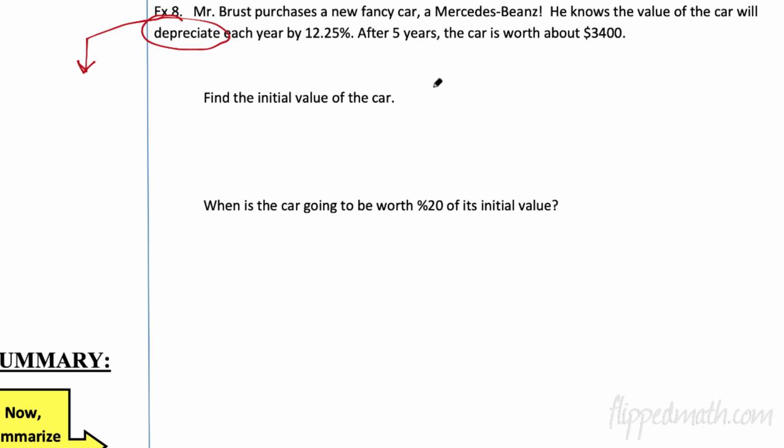All right. 12.25%. Okay, so let's write a function real quick to see what's going on. We have f of x. This is exponential, so we're going to have a value a, which we don't know. And we do know it's going down by 12.25%. So from 100%, it's going to go down 12.25. That's going to leave 87.75, which if I move the decimal, will give me 0.8775.